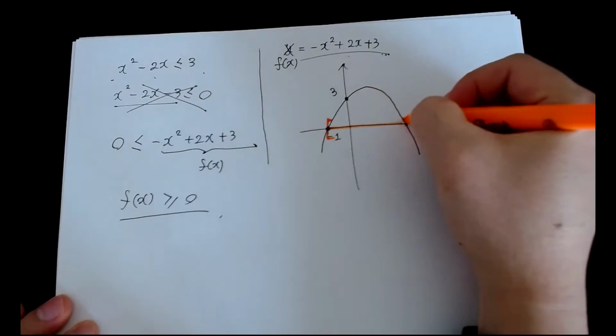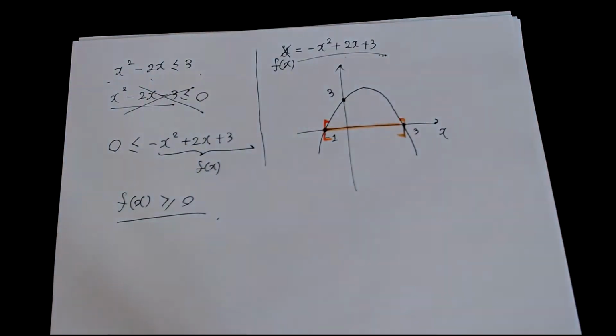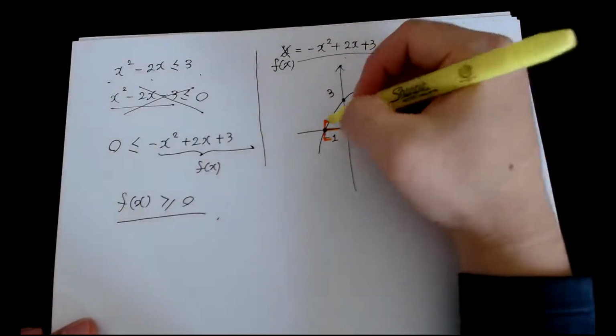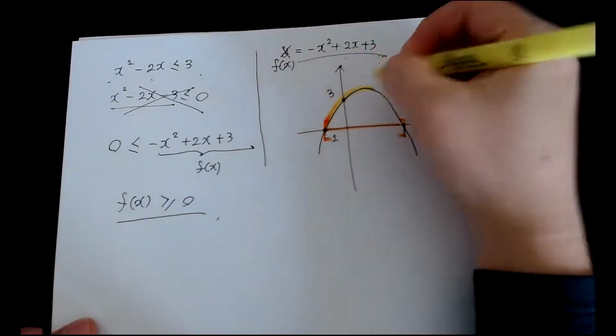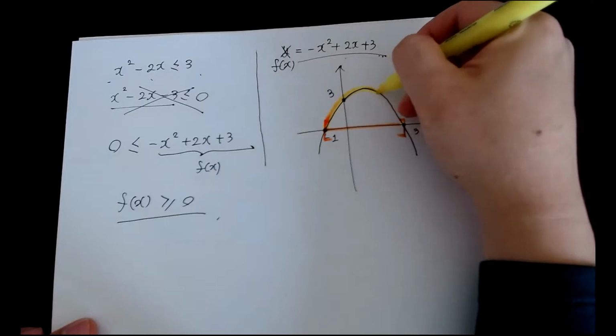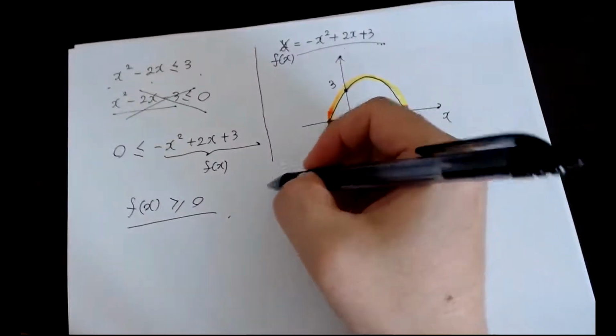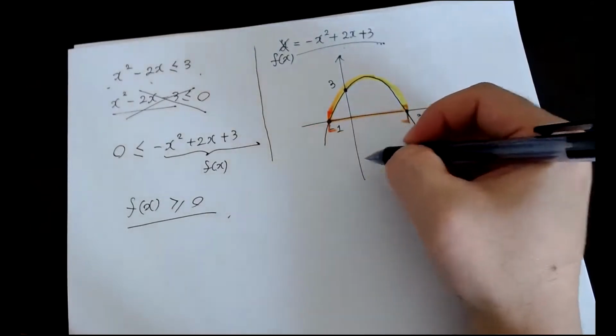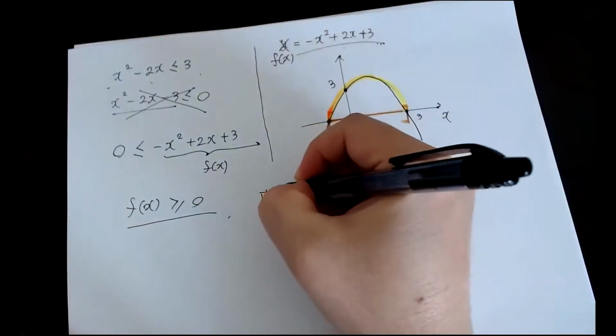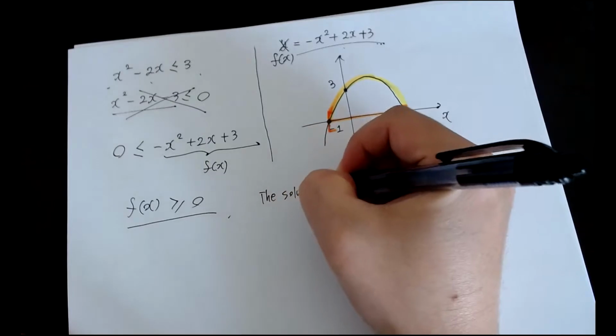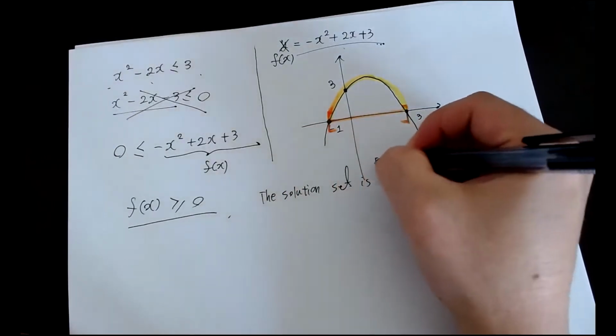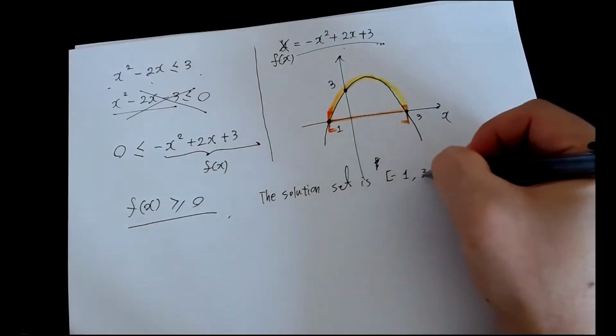Through the 3. Because on that interval, the graph of f of x lies above the x-axis, which means that f of x is greater than or equal to 0. Okay, so the answer is what? Negative 1 through 3. The solution set is negative 1 through 3, the closing number.